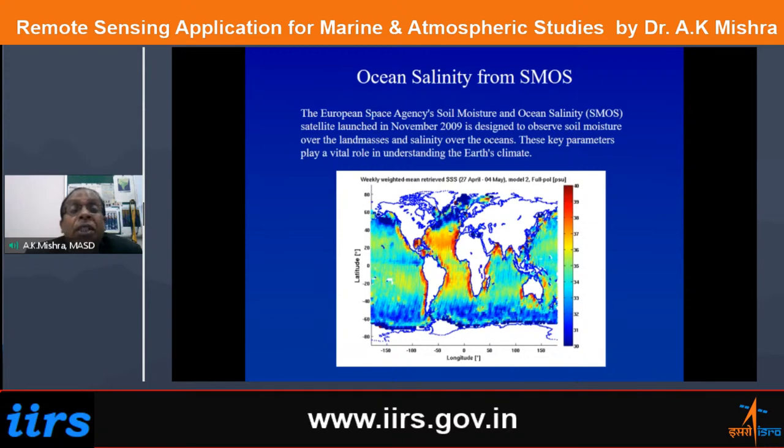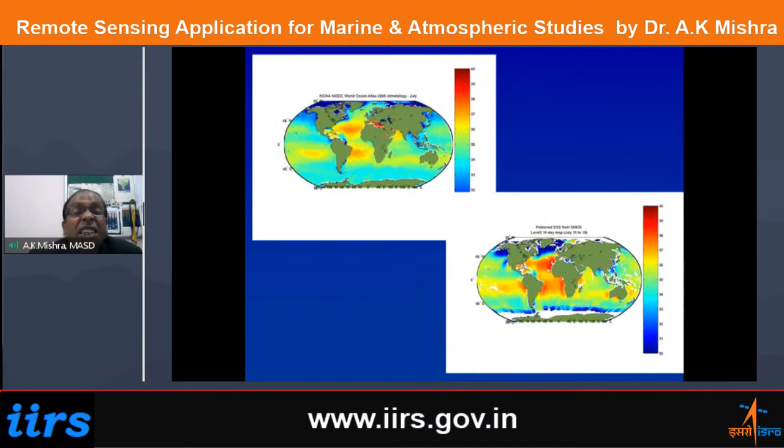It has given you a global view of the salinity map over the ocean. And this is from NOAA NODC, where sea truth collected data is compiled to give you the sea surface temperature and sea surface salinity information. And this is from SMOS, the satellite measured salinity information.